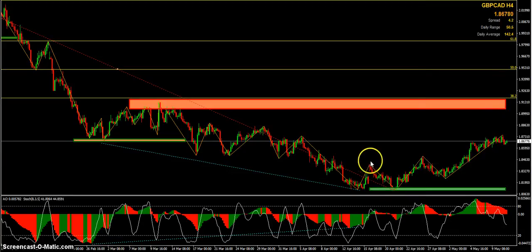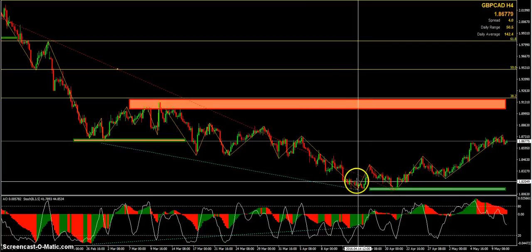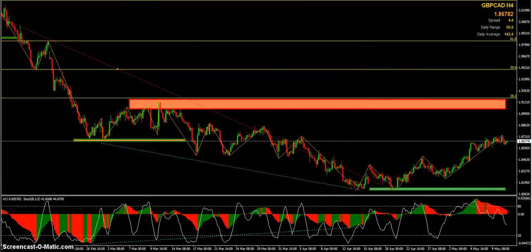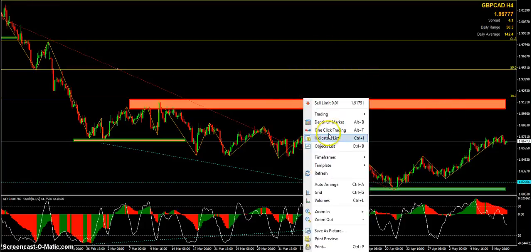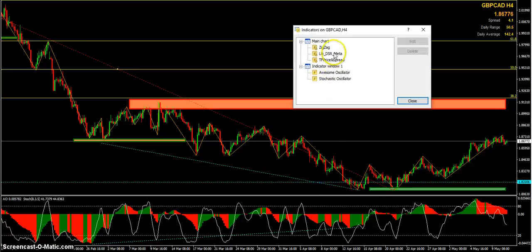But I always like to see it break out, come back, and retest the support area, and you can see it's bounced a few times there. I'll just go ahead and drop in a line. And with this DSR indicator, if you go and modify that, just do a right click, it's currently set for the daily time frame.